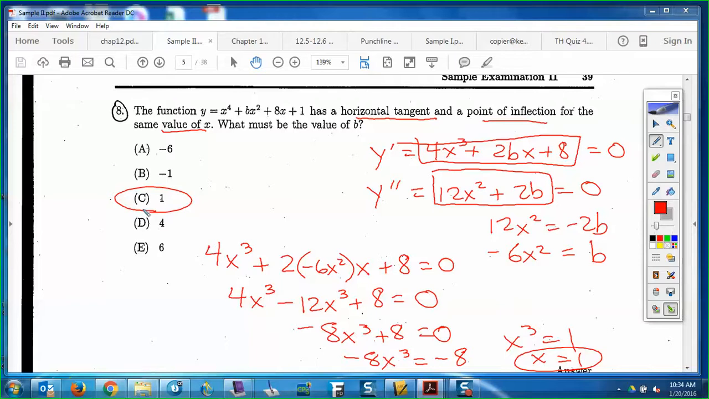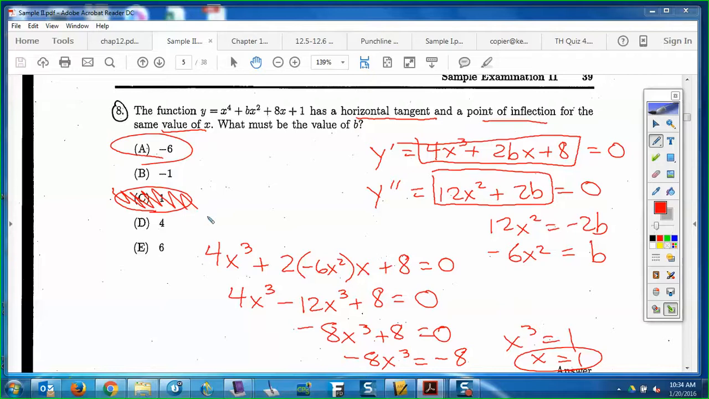Yeah, they didn't want x, right? They wanted b. They wanted b. Okay? X is 1, but we can go right back to here. Put a 1 in for x. So b is negative 6. You're like, well, wait. That one I did on purpose.